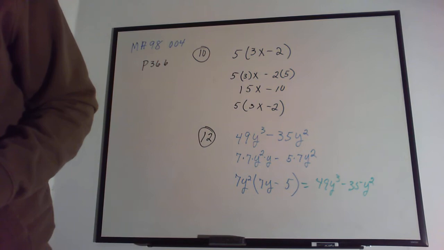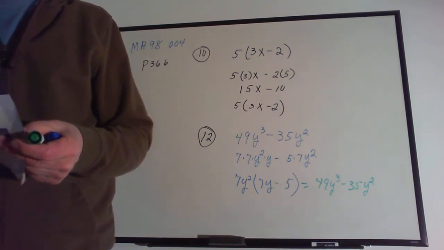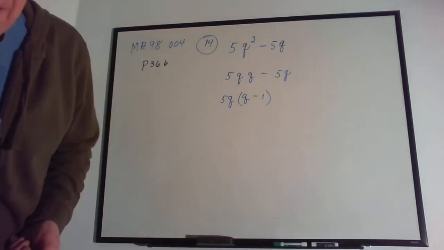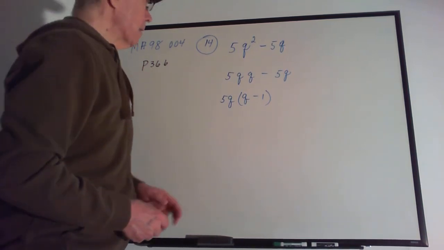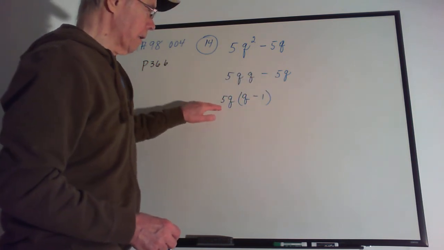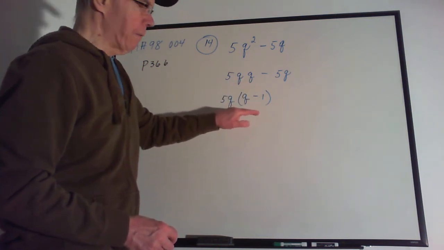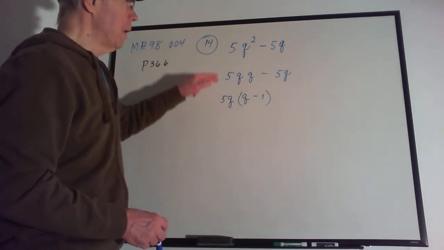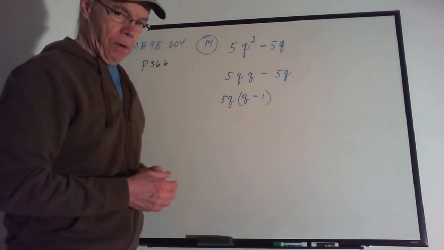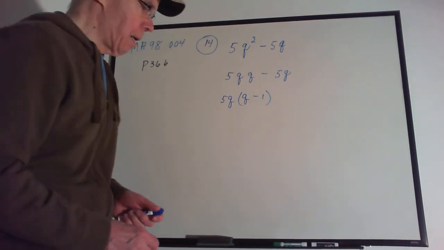Try number 14. All right, common factor is 5q cubed minus 5q. So I can take out a 5 and a q. So it's going to be q, which is left, minus 5. When I multiply this back through, I have to end up with this. The only way I can accomplish that is by having that minus 1 there. Try problem 16.